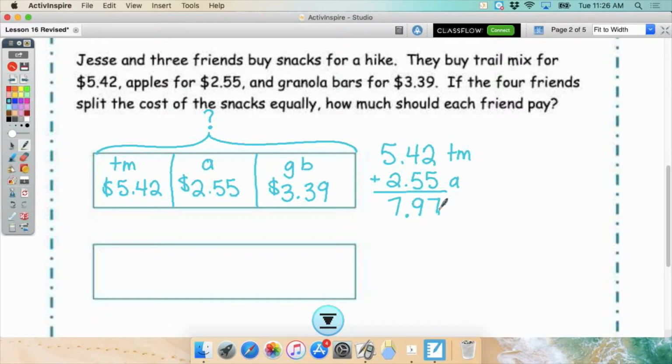Now, John, on this one, he said, okay, beside that, write TM plus A. Cute, huh? Yep. So now what am I going to add in? The granola bars. So the granola bars are $3.39. And I'm adding.